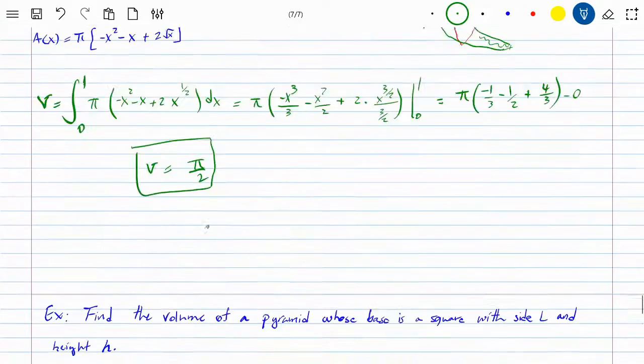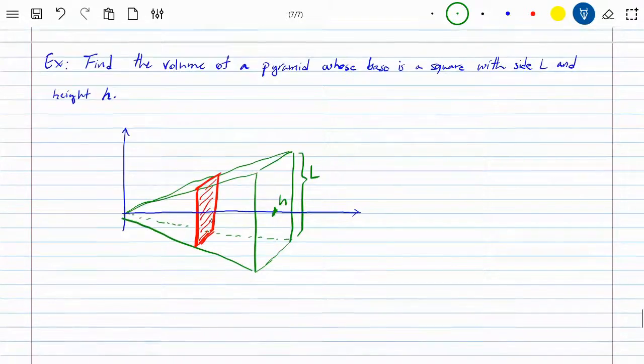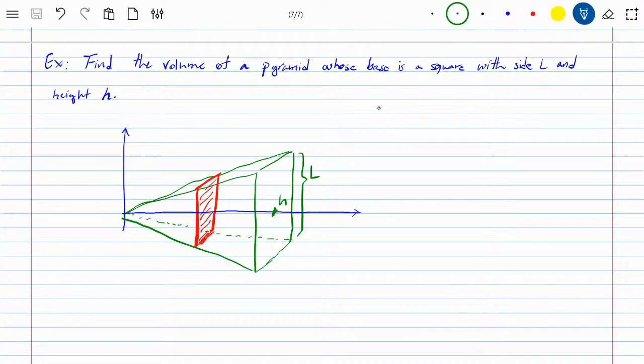Those are examples that we did by rotation. Here's another example, a pyramid. It is given with a square base of length L and the height is given as H. And they ask you to figure out the volume created by this pyramid.